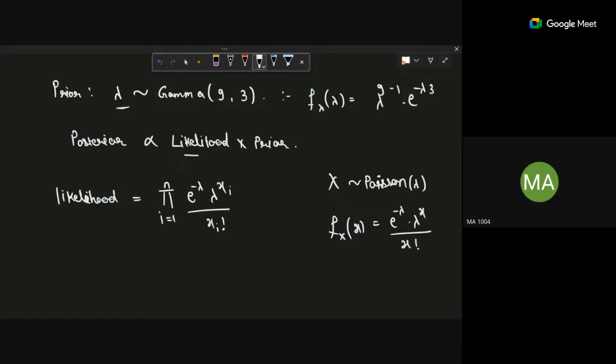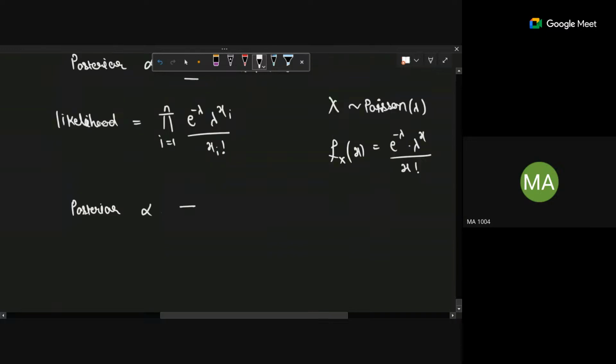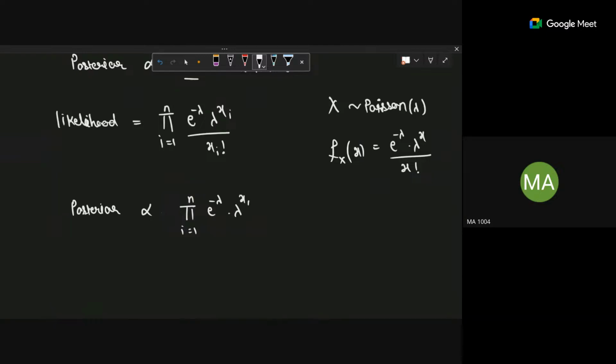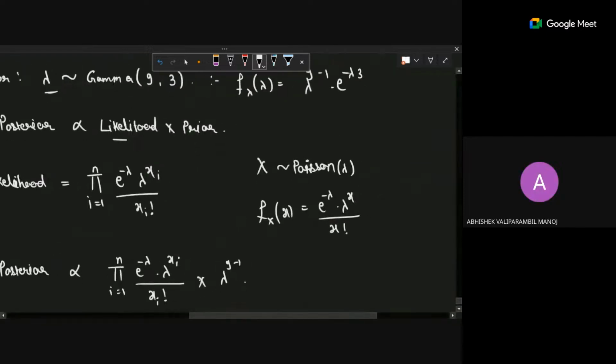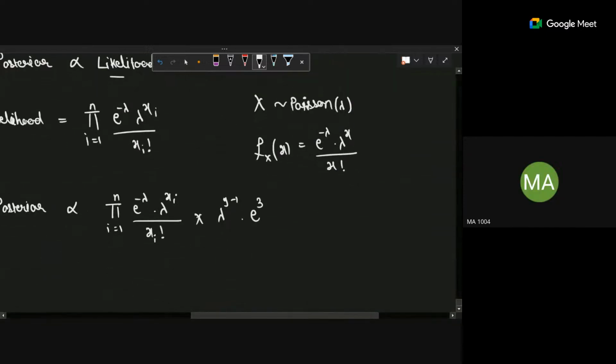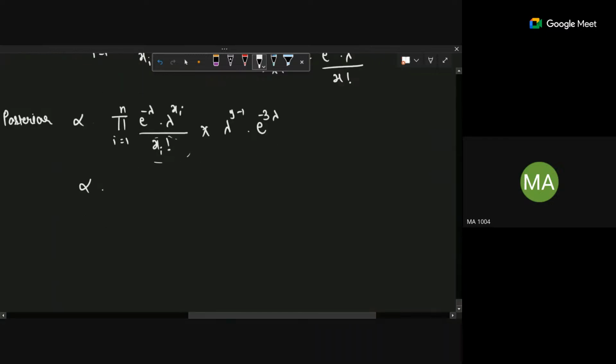Just multiply for the posterior. The posterior distribution will be directly proportional to the likelihood, the product from 1 to n of e raised to the power minus lambda, lambda power xi upon xi factorial. The xi's are constants, so we can remove the factorials and discard them. Then we merge the product of exponentials, which will be a summation directly, right?